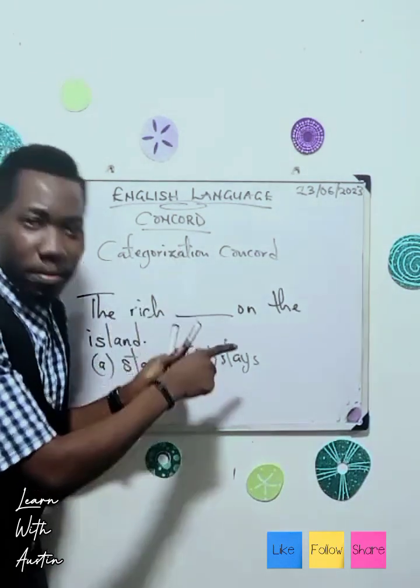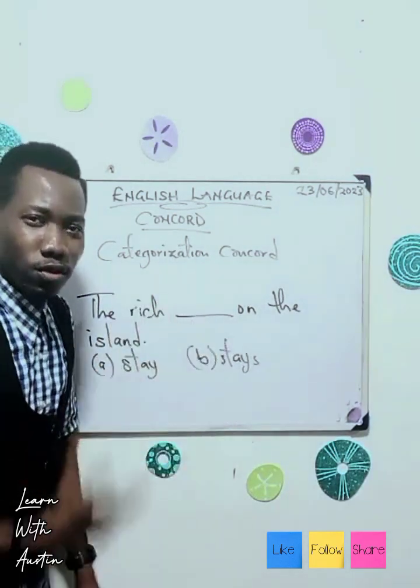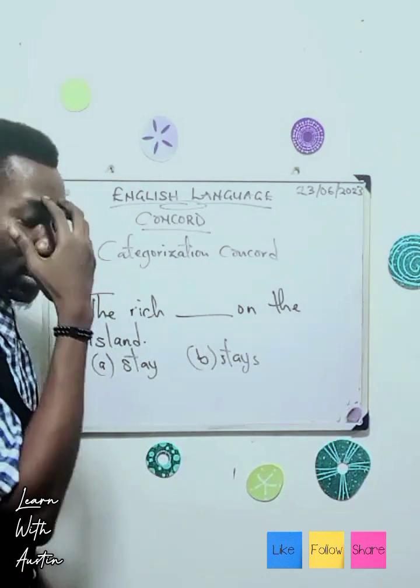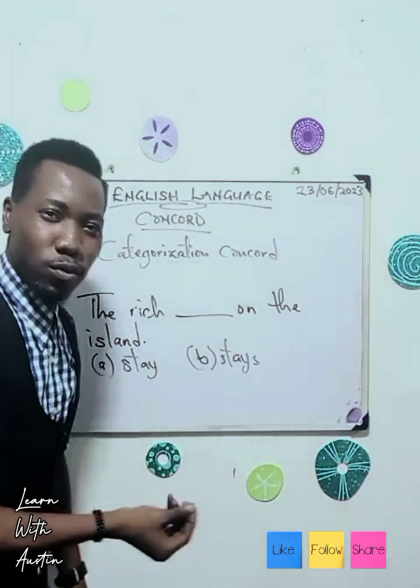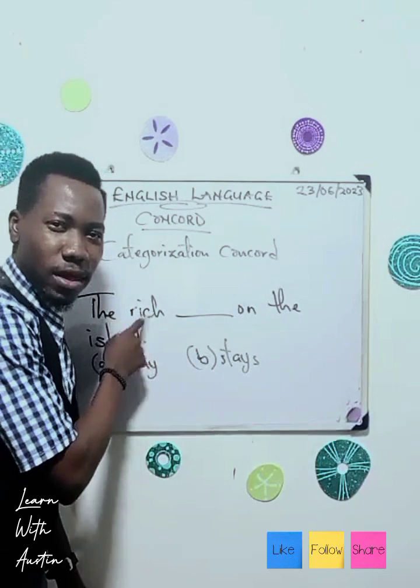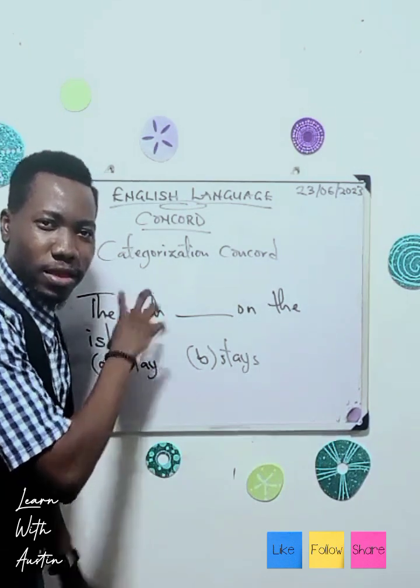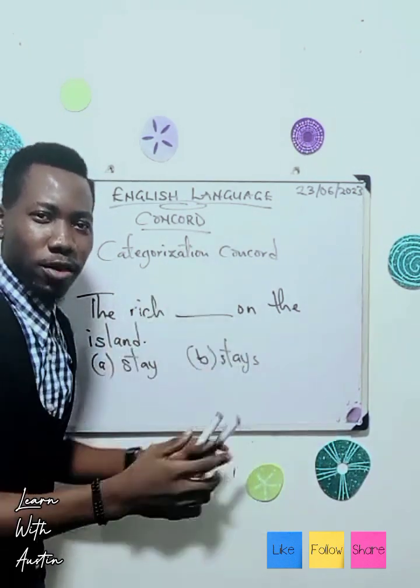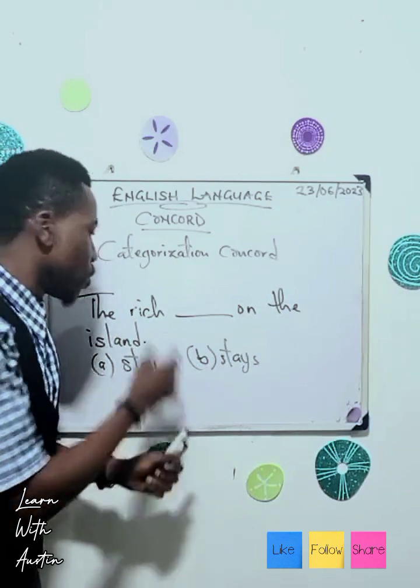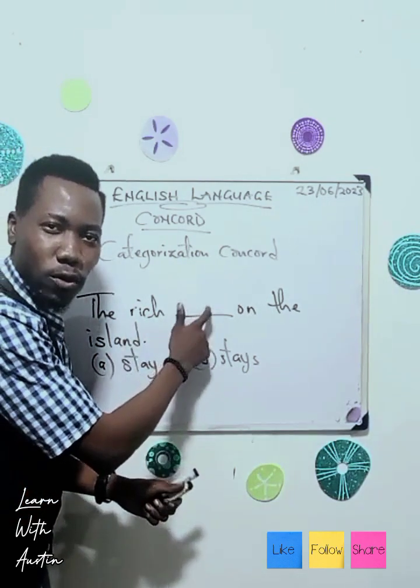The rich, categorization, the verb that should follow. If you know those rules, all right. So this is the only way you can answer questions on Concord, knowing the rules. So when you see this, you want to say, okay, this is categorization Concord, all right. This is referring to a group of people. So you know that the verb that will follow should be plural.